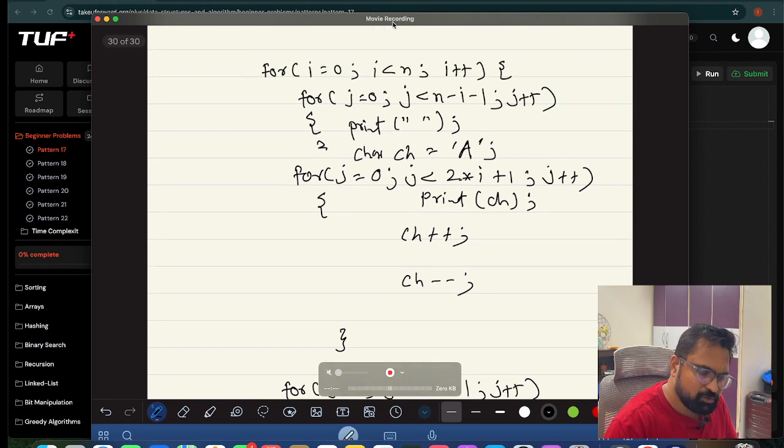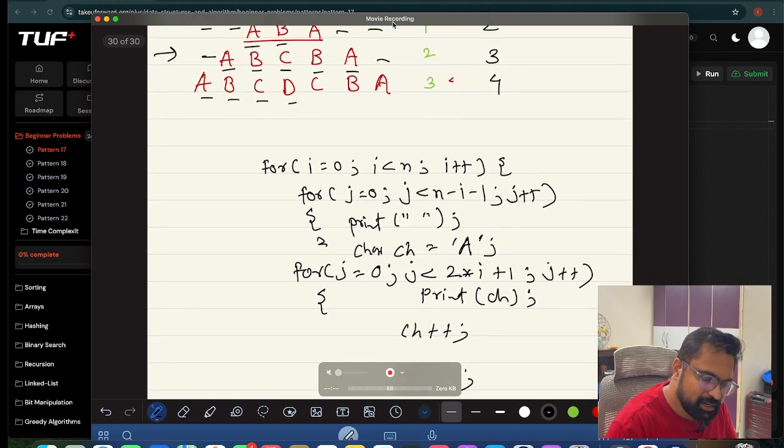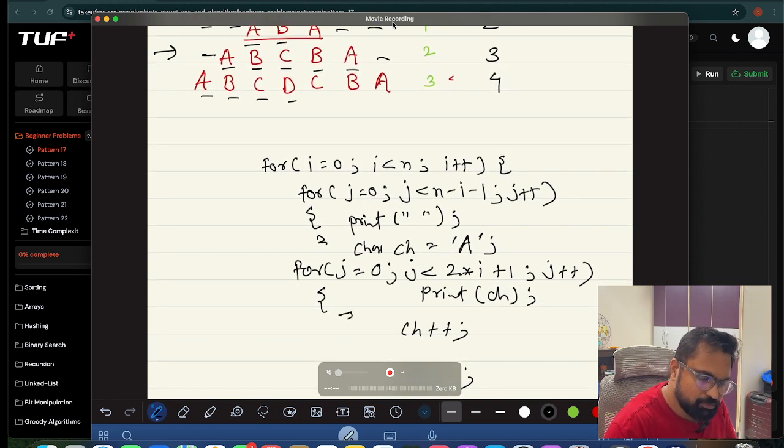Now we just have to identify some condition which will give us the decremented value after that many characters.